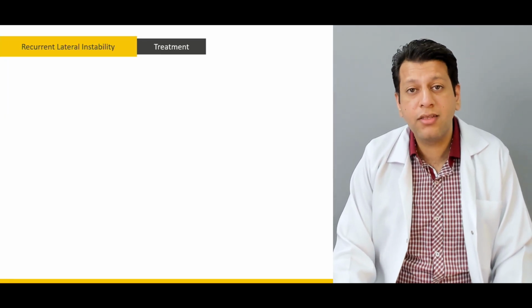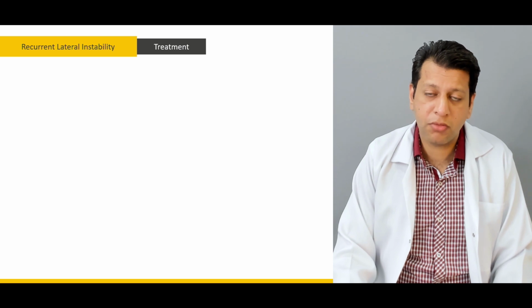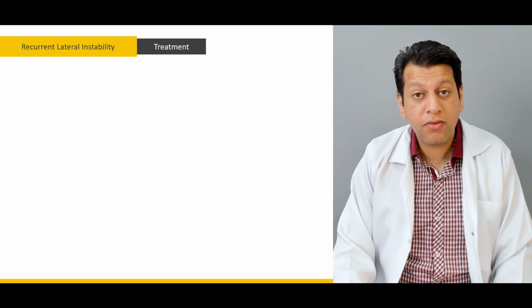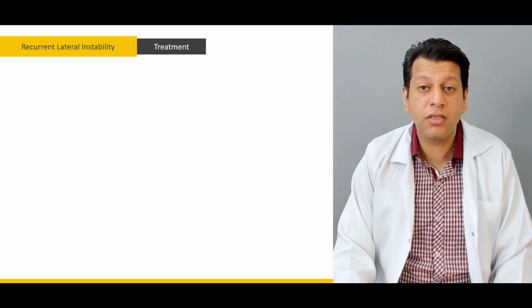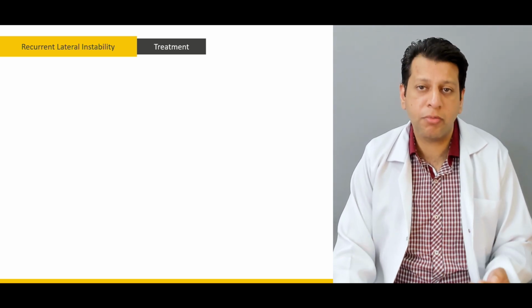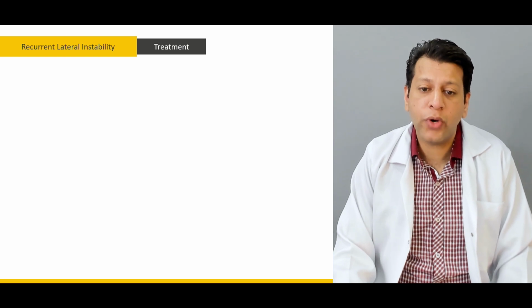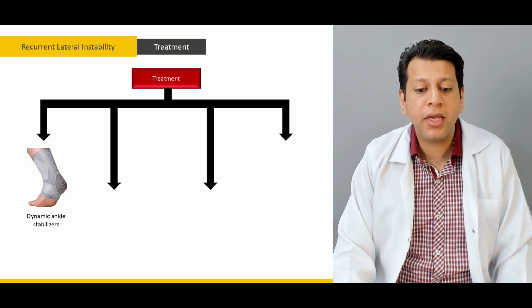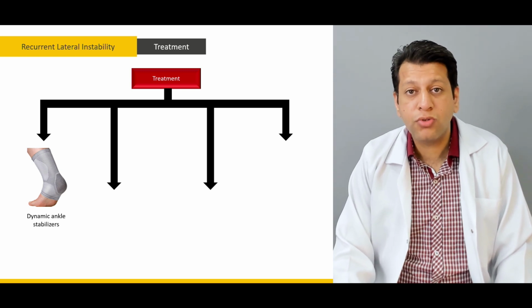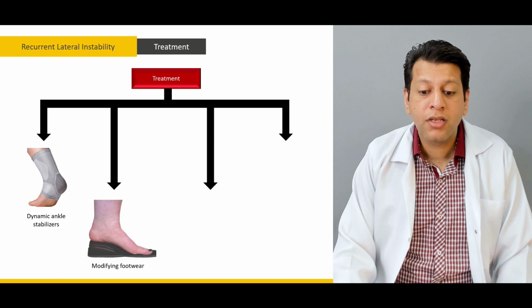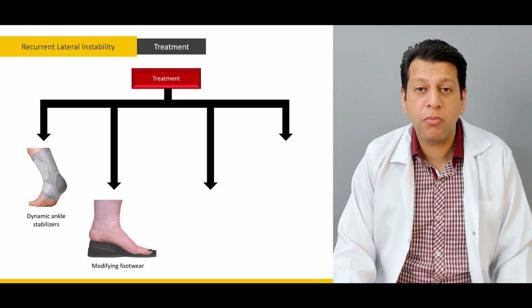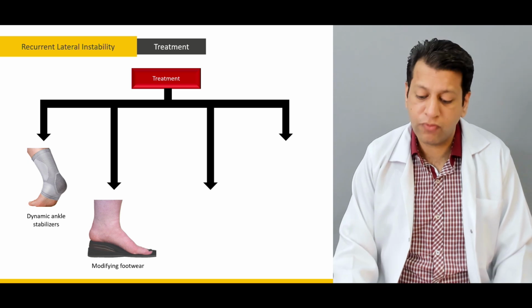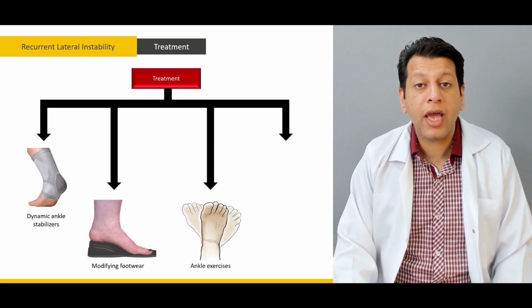Now, how do we treat this if there is recurrent instability? Most of the time the ligaments have become degenerated and have gone to a stage which is beyond repair. You cannot simply do an end-to-end repair. So one option is to go for dynamic ankle stabilizers, use of different orthotic devices, or modifying footwear so that it provides more stability on the lateral side of the foot. Or we can go for ankle exercises.